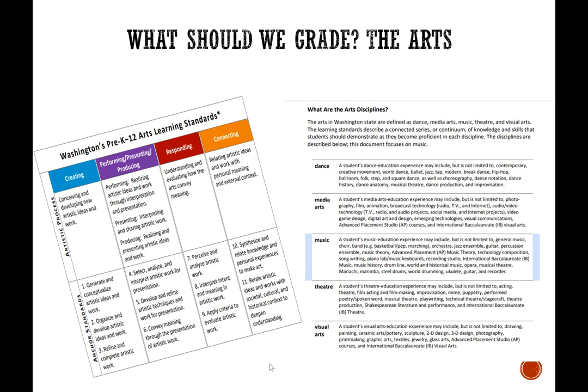The arts also have standards. What should we grade in the arts? Well, the different art disciplines are dance, media arts, music, theater, visual arts. And then within each of those arts disciplines are the standards in which we're looking at what should we grade? It should be around how students are creating, how students are performing or producing, how are they responding to the arts, and are they making connections?